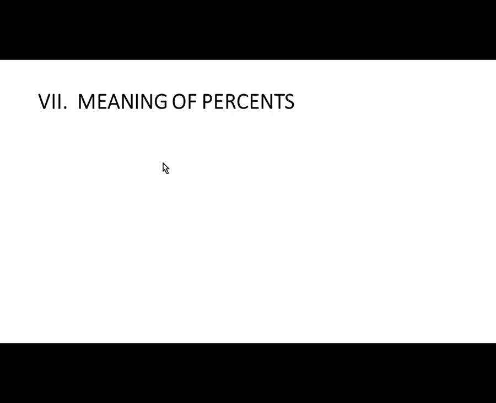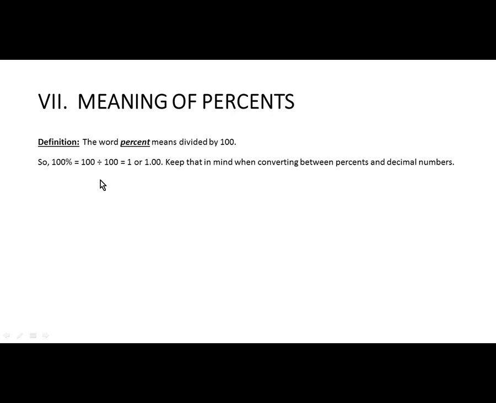Meaning of percents. This is just going to be a bunch of calculations for you, to prepare you for some of the homework and quiz problems for the chapter. So the definition: the word percent means divided by 100. So 12% means 12 divided by 100. So 100% is 100 divided by 100, which is 1, or 1.0. Keep that in mind when converting between percents and decimal numbers. Notice the decimal number looks smaller than its equivalent percent. Remember, percent just means divided by 100.